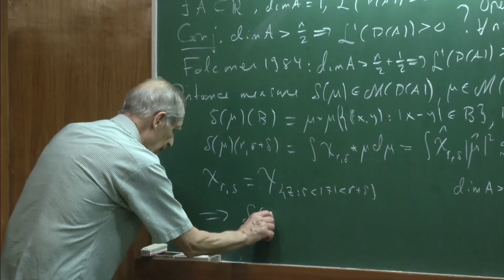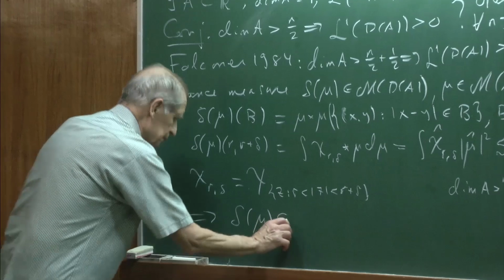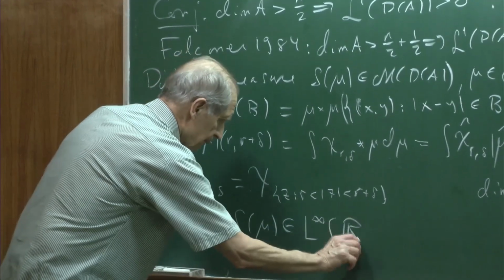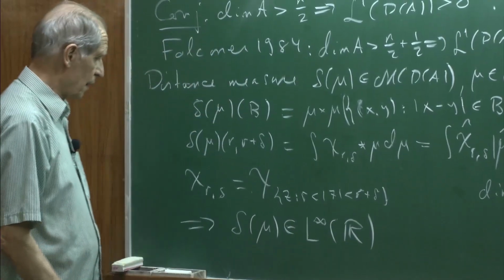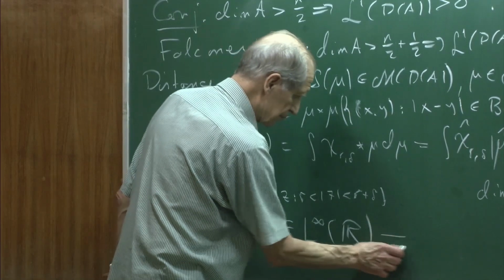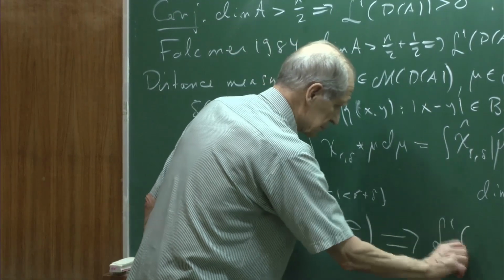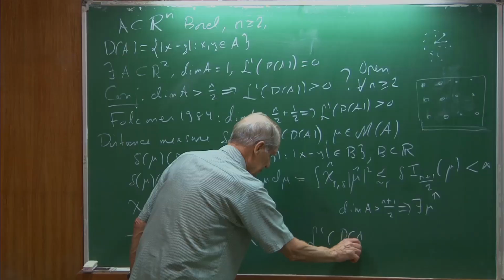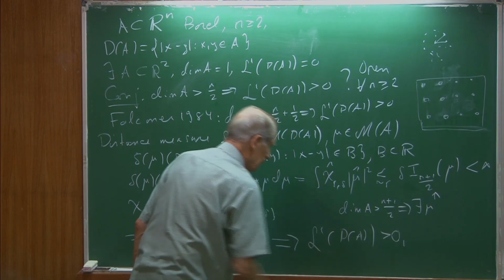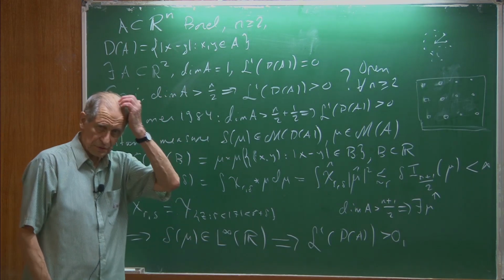It's absolutely continuous and it's even a bounded function. And therefore, the Lebesgue measure of the distance set is positive since it supports a non-trivial absolutely continuous measure. So that's the proof of Falconer's theorem.